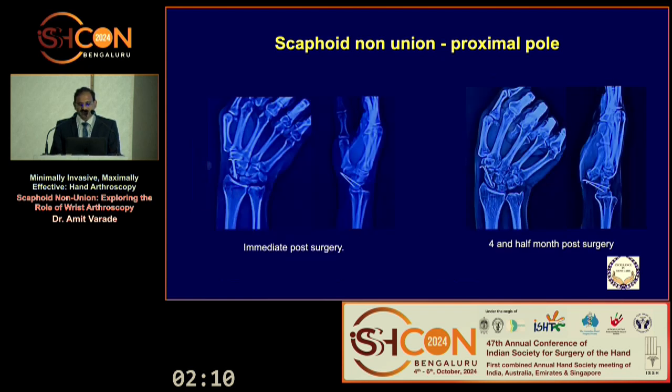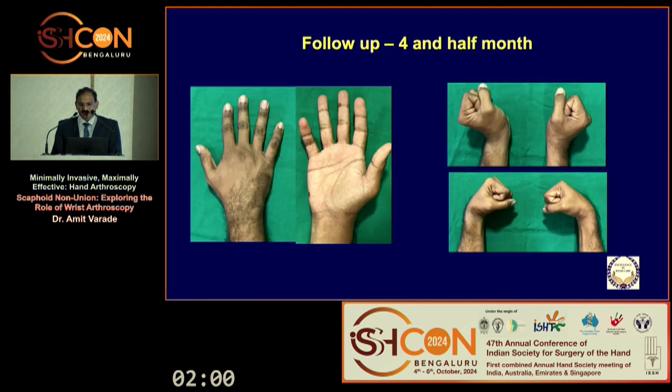Then fixation was done using 2 K wires because the proximal pole size was very small in this case, and the scaphoid got united after 4.5 months post surgery. And this patient has also got a good range of movement at the wrist joint.